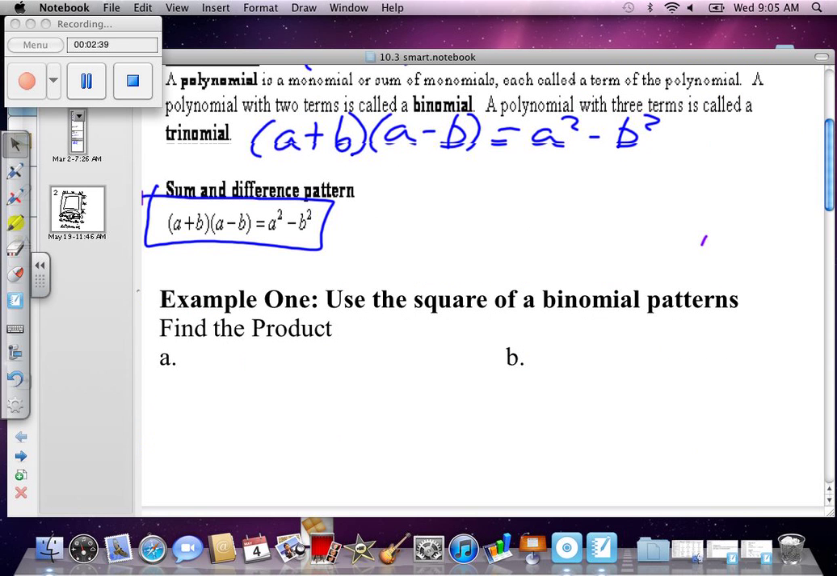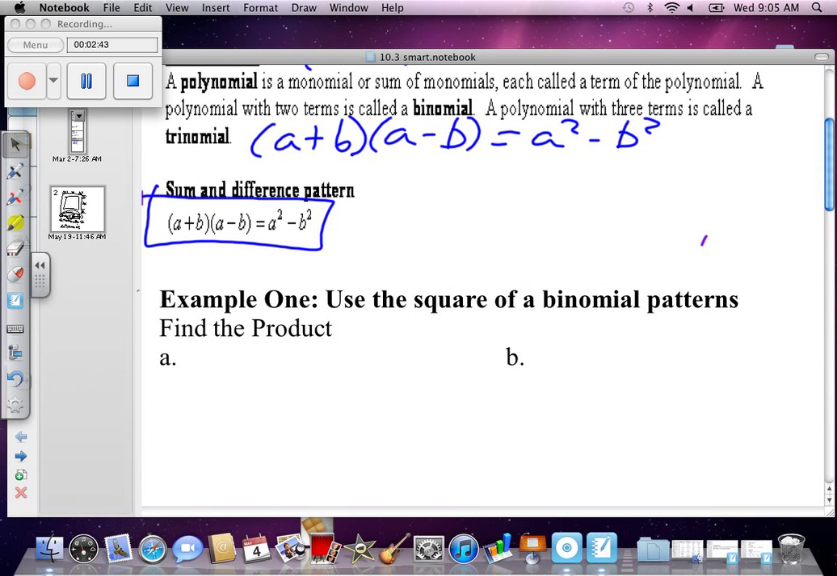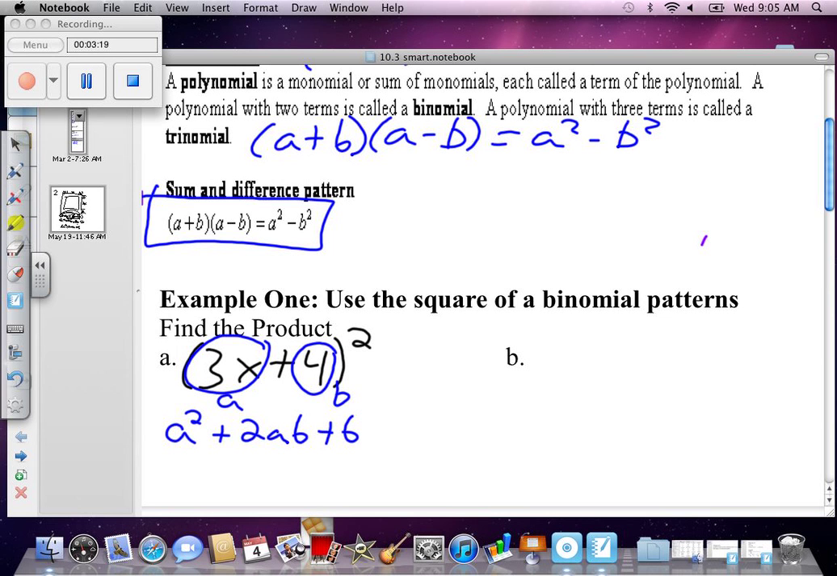We're going to go to example 1. Use the square of a binomial pattern and find the product. So we've got 3x plus 4 squared. Okay, so first I have to figure out which one of these special squares it is. Does it look like a plus b squared, a minus b squared, a plus b times a minus b? Which one does it look like? The first one. Okay, so I know that I'm going to take this right here, that's my a, this right here, that's my b, and I'm plugging it into a squared plus 2ab plus b squared.